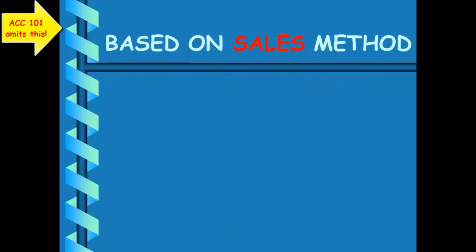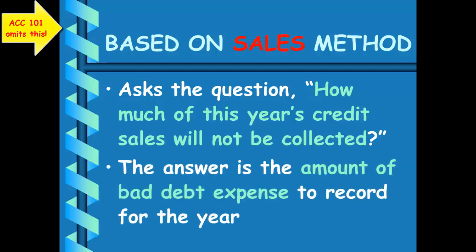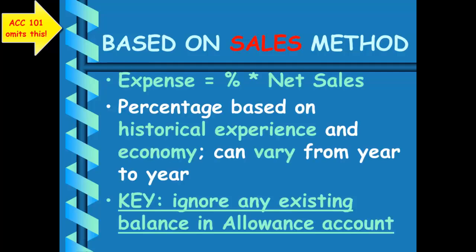Percent of sales. We ask ourselves the question, how much of this year's sales do you think we're not going to collect? Now, for your purposes, that's going to be pretty straightforward. They're going to give you a percent, and that's a percent you're going to use. In the real world, the challenge is coming up with that percent. How are you going to do it? You're going to look at your historical experience. You might temper it up or down for the economy. But we're simply going to take this year's net sales and multiply it by the percent, and that's what we're going to make our entry for. The key, and this isn't going to make a lot of sense until I cover the next method, is that you don't care what's already in the allowance for doubtful accounts.